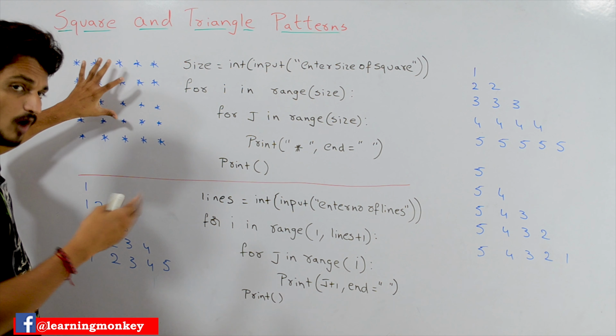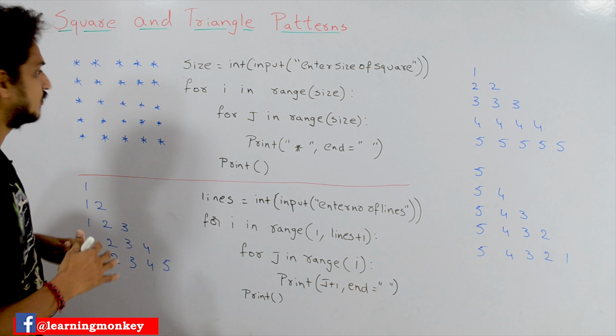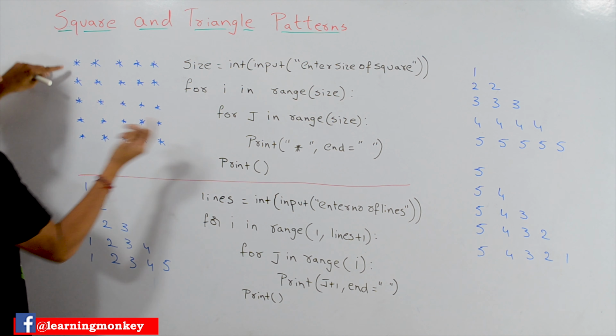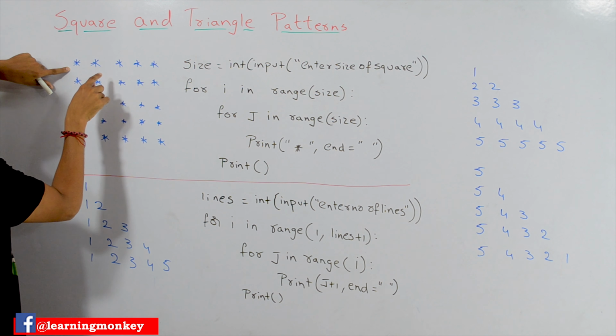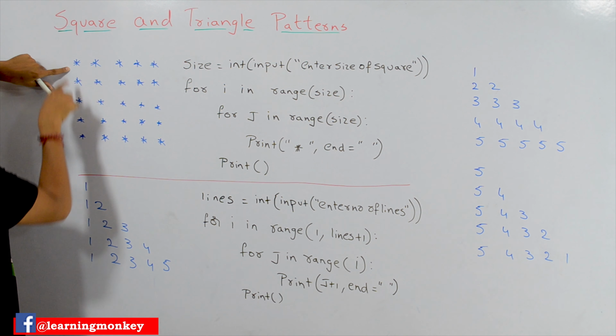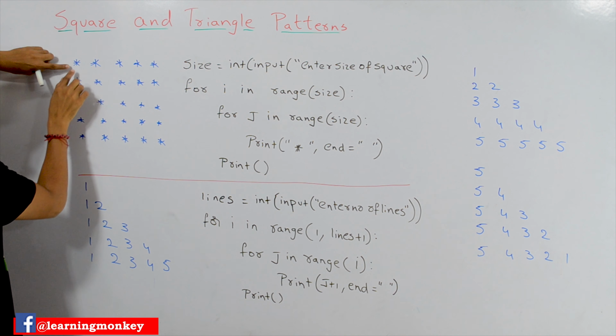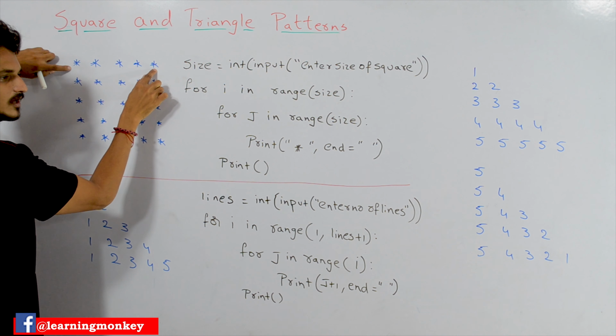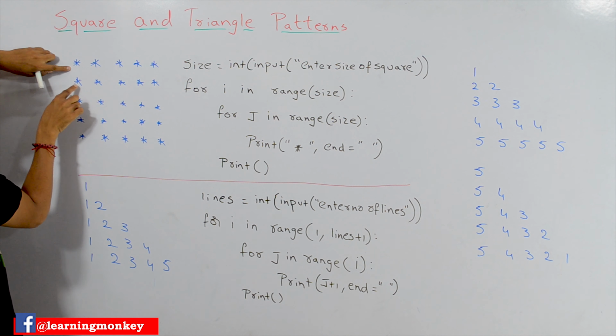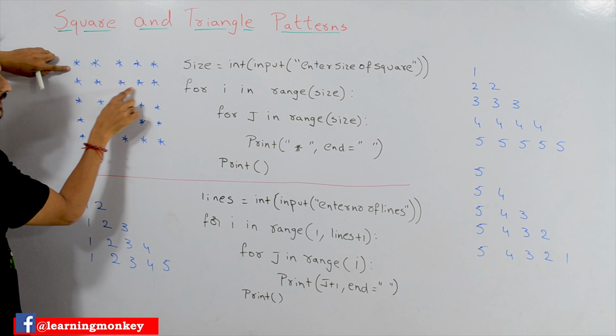So how to construct the logic, that we have to identify. See here, if the input is 5 by 5, we have to construct a 5 by 5 square like this. We display a star, a second star, third star, fourth star, fifth star. After that we go into a new line, again displaying 5 stars.